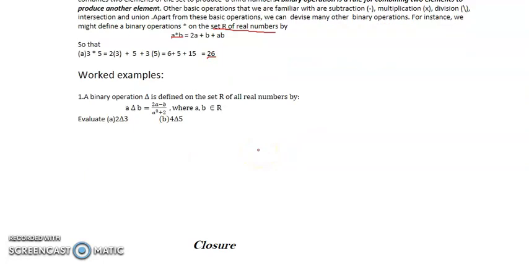Let's see a worked example. A binary operation delta is defined on a set R of all real numbers by a delta b equals 2a minus b, all over a squared plus 2, where a and b are real numbers. Now, combining the elements 2 delta 3, what do we get? We fix in the values of a and b. Now 2 is a and b is 3.